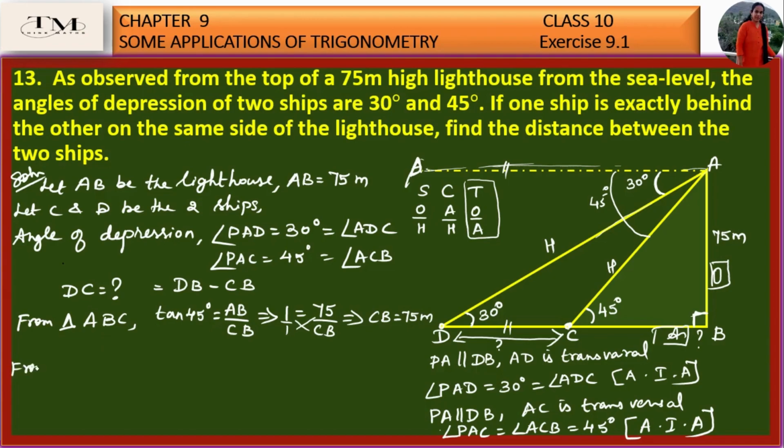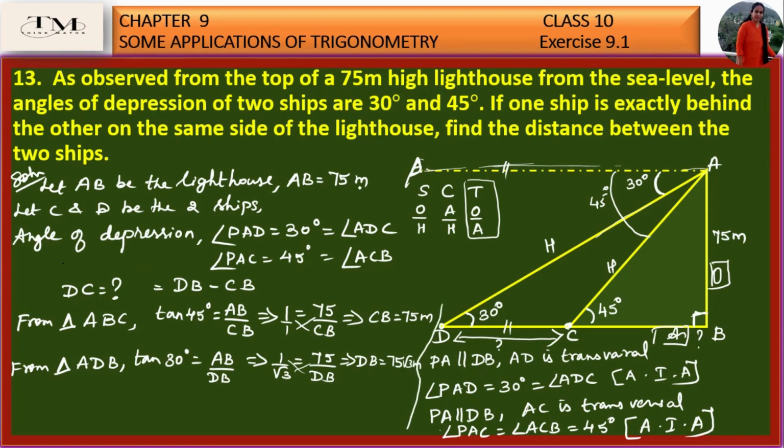Now take the bigger triangle. From triangle ADB, it is also between opposite and adjacent. So we are going to find the full length DB. Tan 30 degree equals the opposite side, which is AB, over the adjacent side, which is DB. What is tan 30? Tan 30 is 1 by root 3. AB is 75 divided by DB. So just cross multiply, we will get DB is equal to 75 root 3 meter.